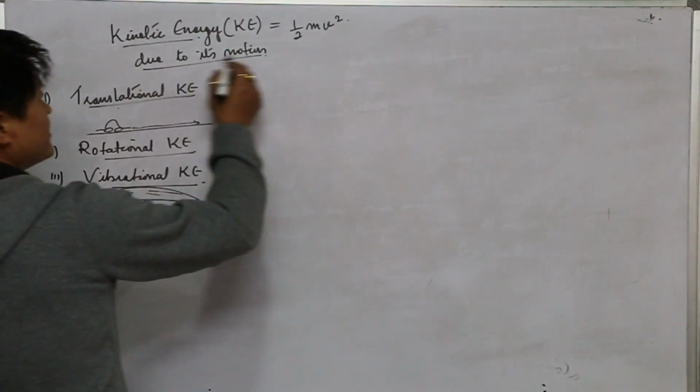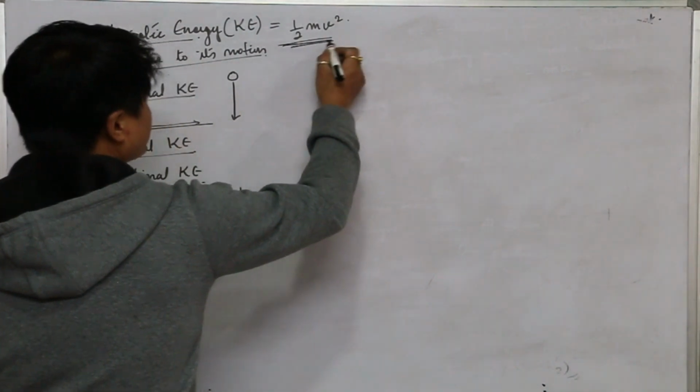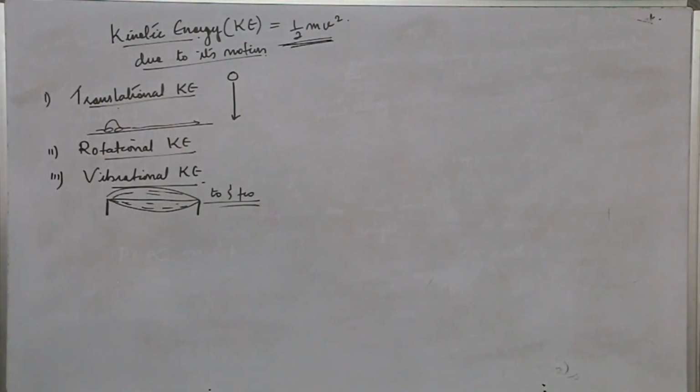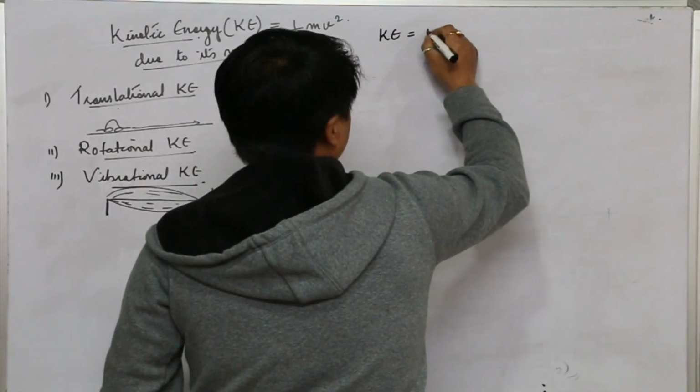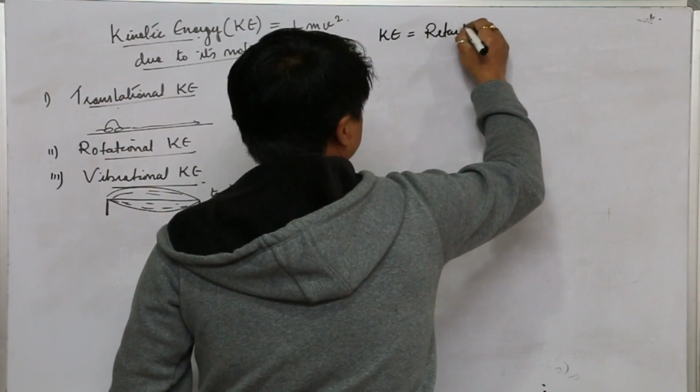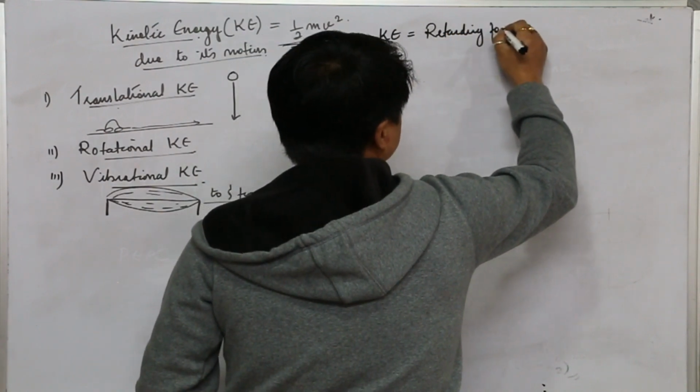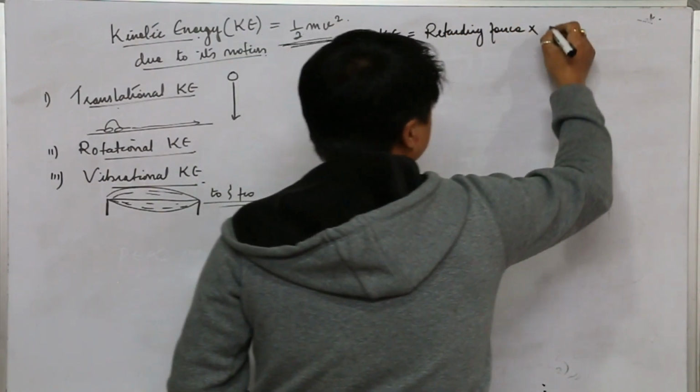Let's derive the equation for kinetic energy, or the formula for kinetic energy, which is half mv square. We know that kinetic energy is the retarding force into displacement.